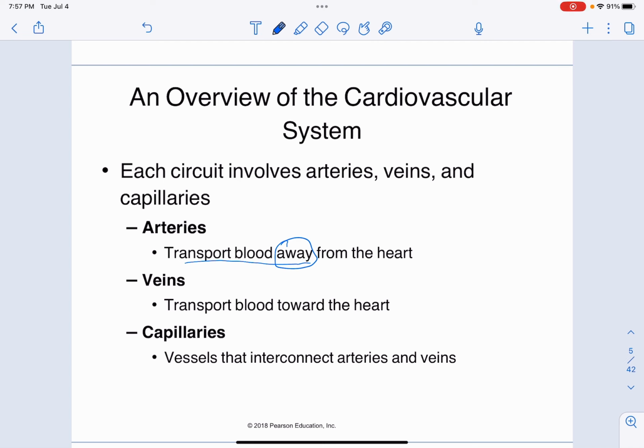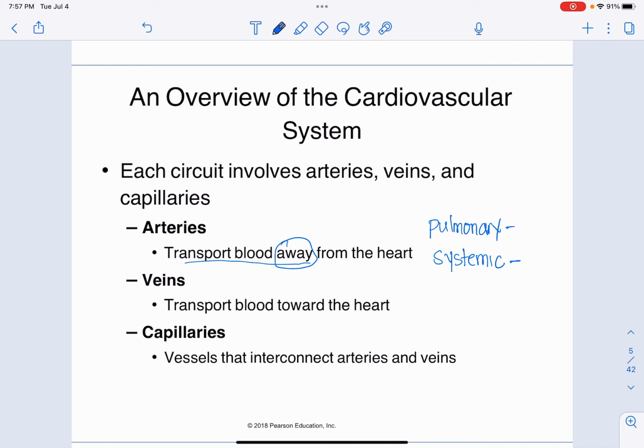But we have two circuits that the heart is circulating blood to. One is called the pulmonary circuit, and one is called the systemic circuit. So half of the heart, part of the heart, is sending blood to the lungs and back. That's what's called the pulmonary circuit. And then the other side of the heart is distributing that blood to the rest of the body. And that's what we call the systemic circuit. And again, I have that on the next slide for you to see. So be very careful with your definitions of arteries and veins.